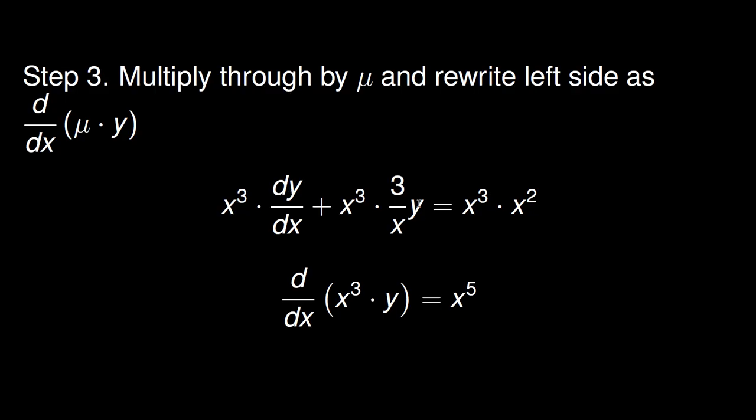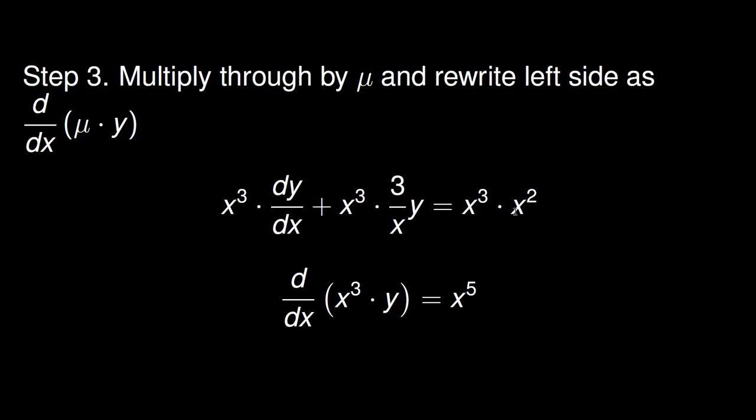Then you leave the y alone, and you find the derivative of x cubed. Well, the derivative of x cubed is 3x squared, and notice that the product of these two pieces here is indeed 3x squared. So yes, this left side is the derivative of this product. And again, this will always happen if you have calculated your mu correctly.